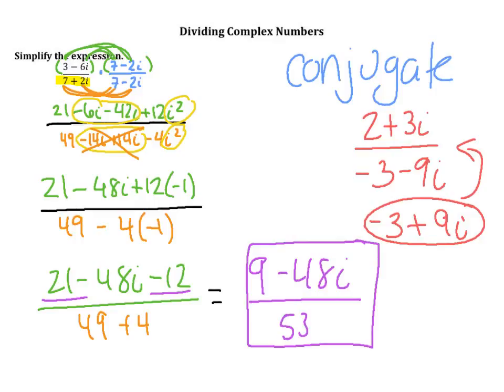So this is going to be my final answer when I simplify that expression. The one thing to notice, how do I know that I'm simplified? If you look at this first problem, there's an imaginary number on the bottom. Here, I don't have an imaginary number. So you can tell that the numbers are totally simplified when there's no imaginary number on the bottom of the fraction.